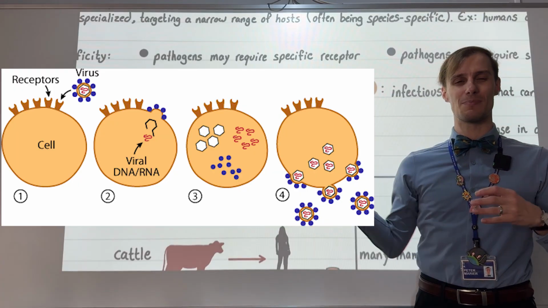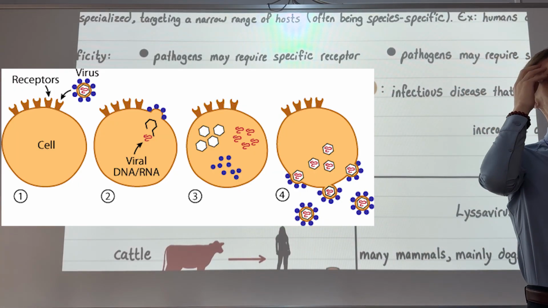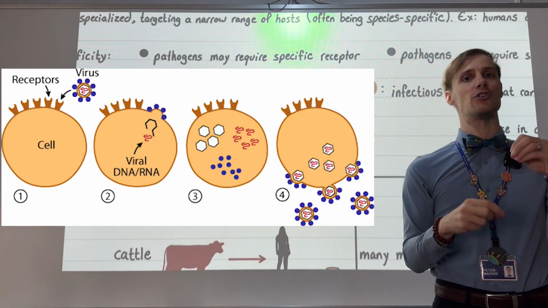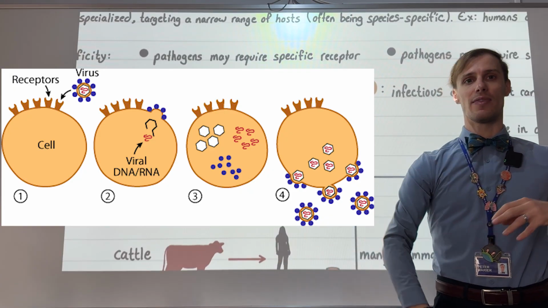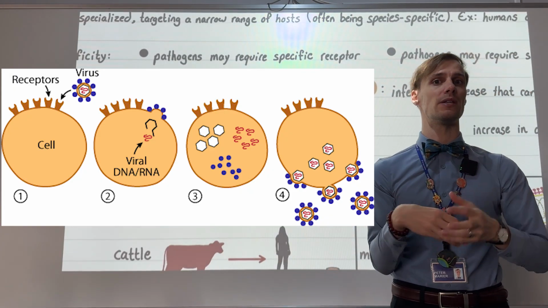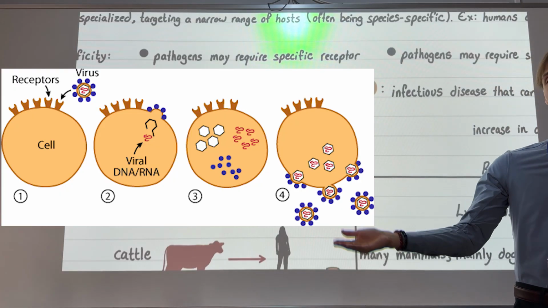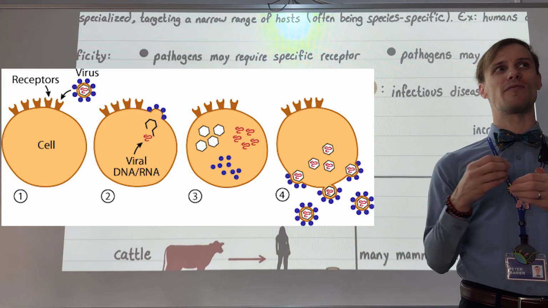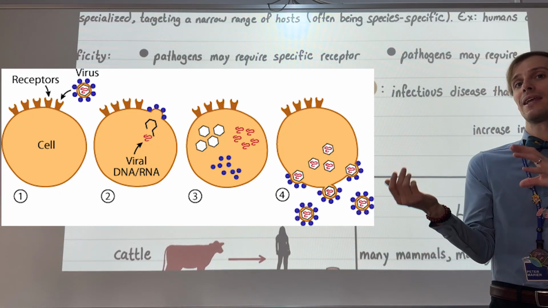Pathogens may require a specific receptor, meaning that in order for this particular pathogen to infect a cell, they have to be able to dock or bind to, let's say, a protein or a glycoprotein that's only found in this particular species. So in that sense, they're very specific as to what host they can actually infect.